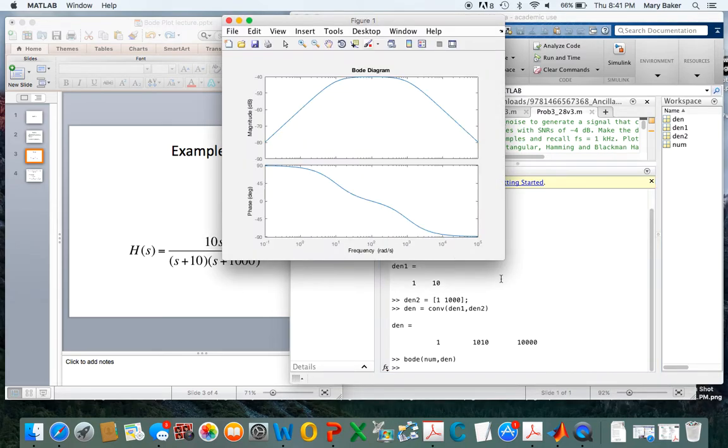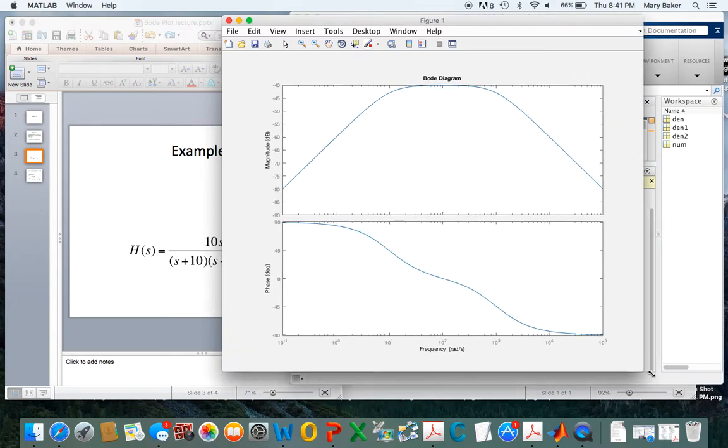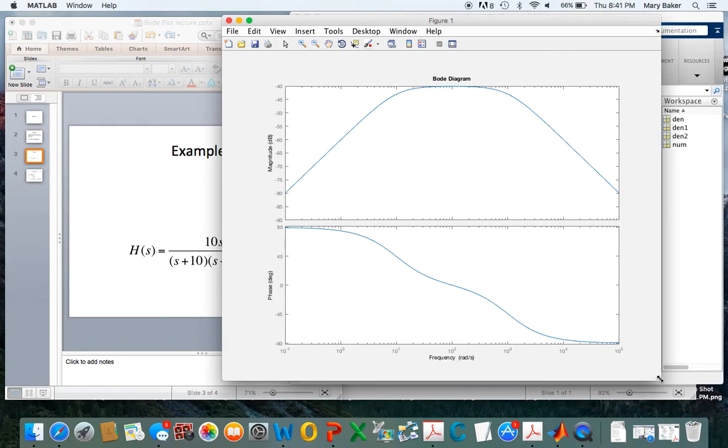So here it is right here. Okay, now let's blow this up a little bit and let's see what information we're actually getting. So you can see that the magnitude plot does indeed look like a bandpass filter. We have this region in here where it's relatively flat.